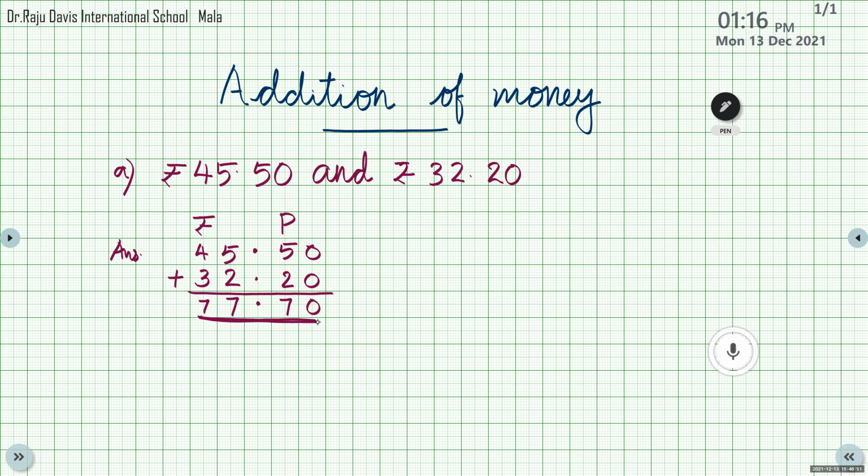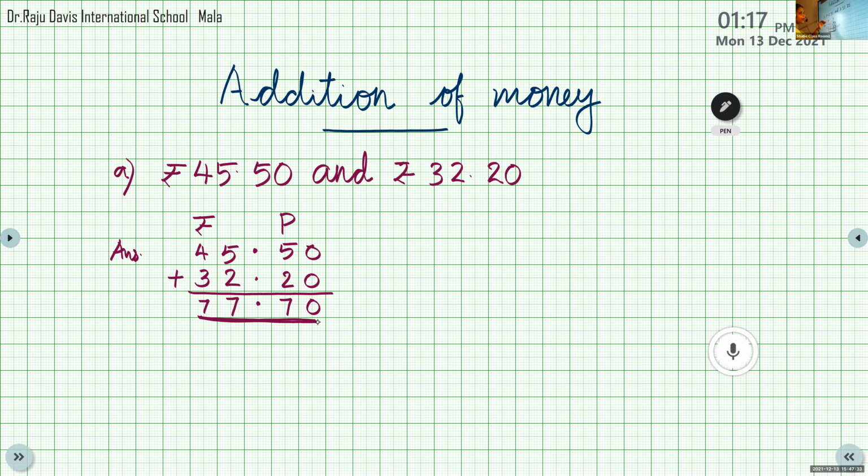Ma'am, what is this? Can you explain once more? Okay, please listen. Those who join late, please listen here. Today we are discussing addition of money. Here you can see 45 rupees 50 paisa and 32 rupees 20 paisa. When we are adding rupees and paisa, the first step is to arrange rupees and paisa in two columns. Here you can see the rupees symbol and paisa symbol.